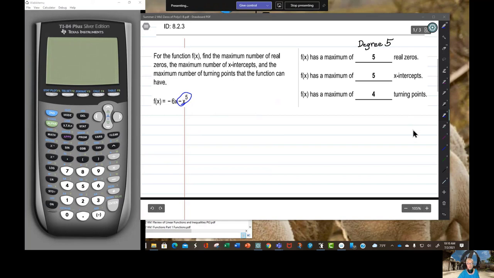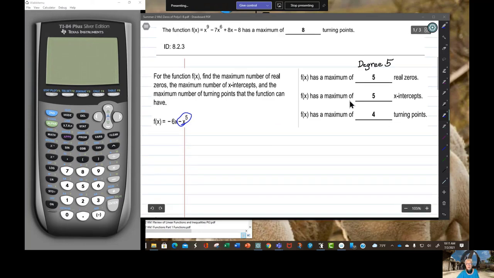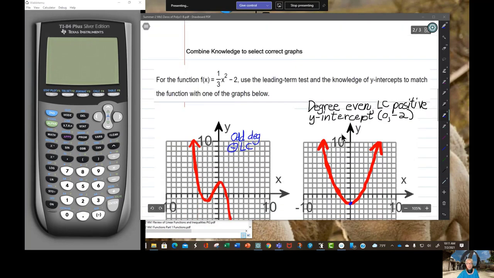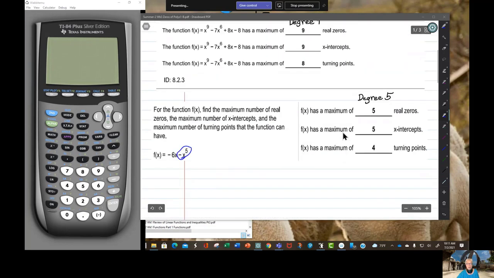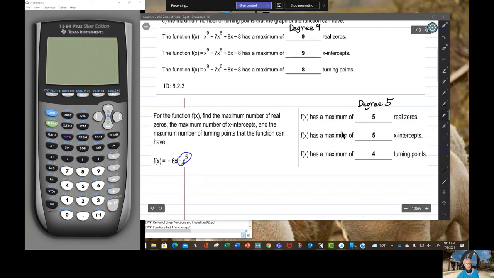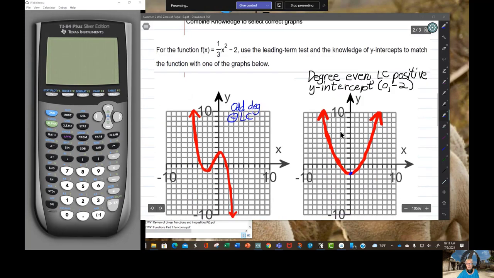Okay, so let me try to draw this. Okay, no, I'm not going to. It would be a disaster, kind of like that. We'll let you do it. Now, with all of this knowledge that you have accrued, we're going to have to choose the correct graph.